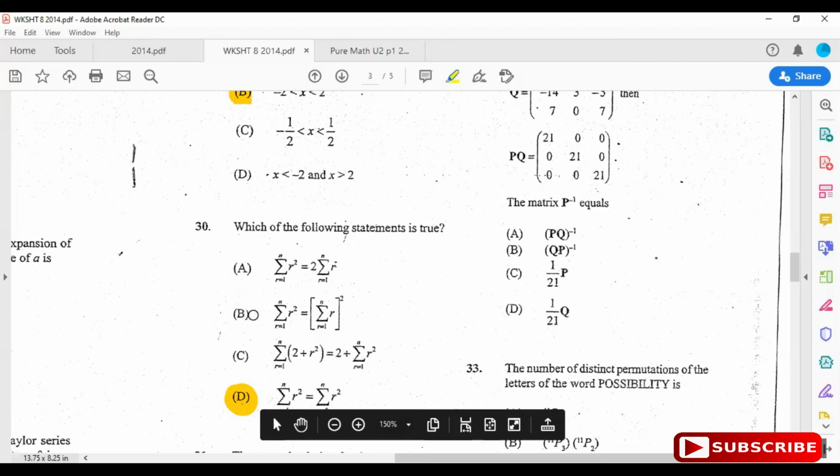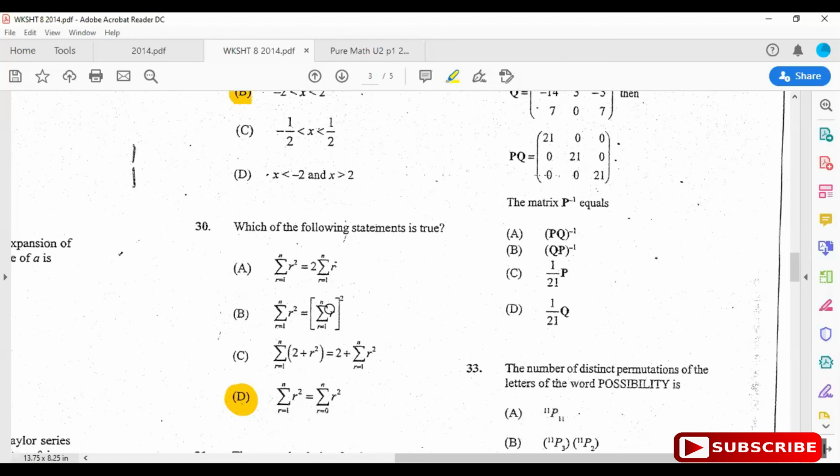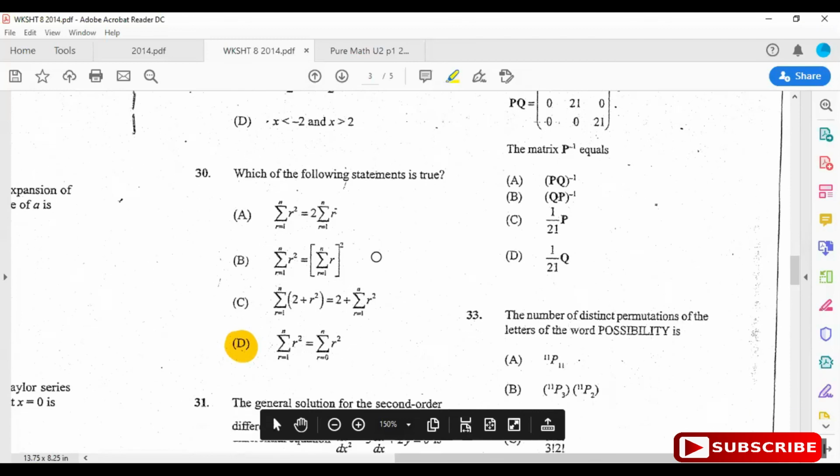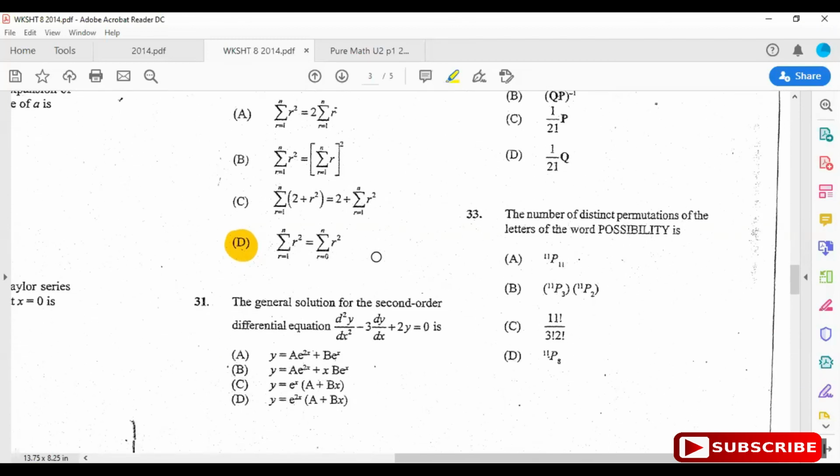It couldn't be B, because there's no summation law that says the square of the sum is the sum of the squares. You have to make that up for B to be true. If this was the sum of the log of r squared, then the first one would have been true. But because there's no log there, you cannot bring down the power. So that's why A is out. Nice question.